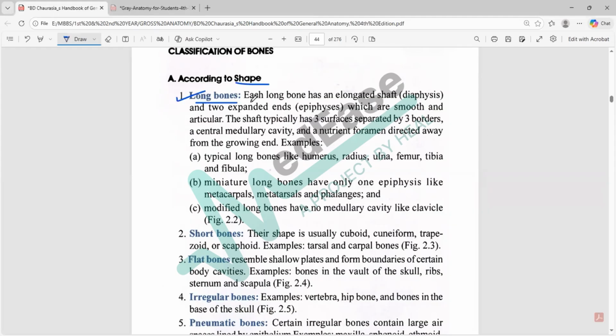We have the long bones first, having the epiphysis, which is the two expanded ends, and the diaphysis mainly. Then we have typical long bones, which mainly include the humerus, radius, ulna, femur, whereas miniature long bones have only one epiphysis, like the metacarpals, metatarsals, or phalanges. Then we have the modified long bones, which will not have the medullary cavity. This includes the clavicle.